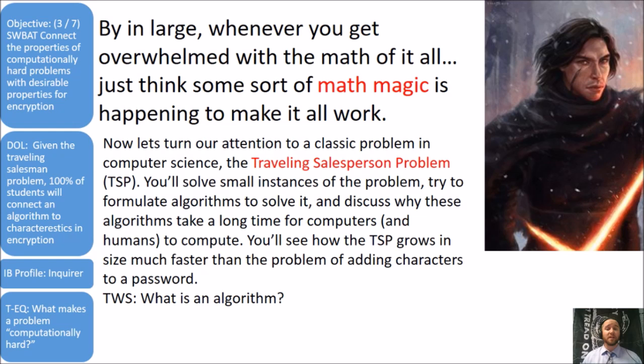So now let's turn our attention to a classic problem in computer science, the traveling salesperson problem. See, I dressed up for it today. You'll solve small instances of the problem, try to formulate algorithms to solve it, and discuss why these algorithms take a long time for computers, and humans, to compute. You'll see how the TSP grows in size much faster than the problem of adding characters to a password. As a think-write-share here, and as a check for understanding, what is an algorithm again?